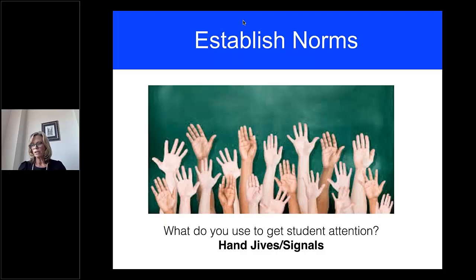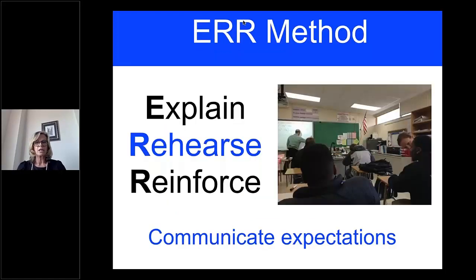I will be sharing many active learning strategies with you today. It's imperative that you take time to use the ERR method when you go back to the classroom when using these strategies. That would be that you will explain them, rehearse them, and then reinforce them. We must communicate our expectations for learners. Consistency is key with the diverse learners that we have in our classrooms today.